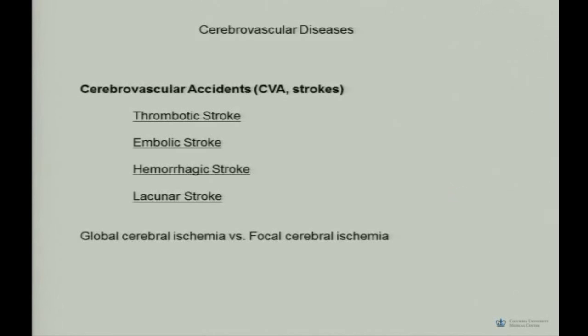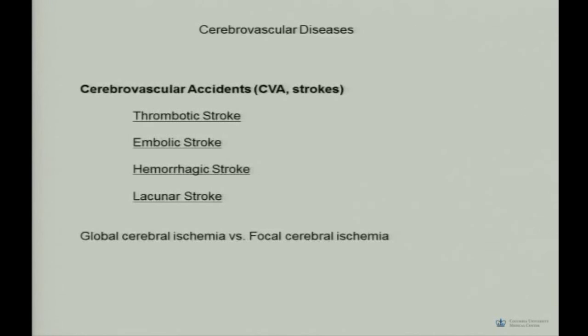So thrombotic strokes are essentially caused by cardiovascular disease. They're a result of atherosclerosis. So the risk factors for thrombotic stroke are the same as for coronary artery disease, for peripheral artery disease, for atherosclerosis that happens in any other blood vessel.